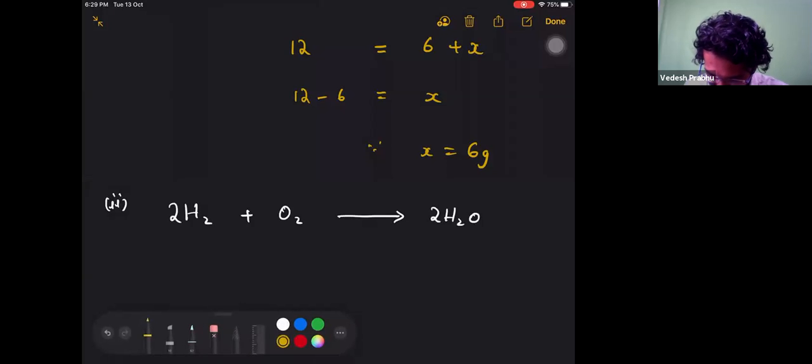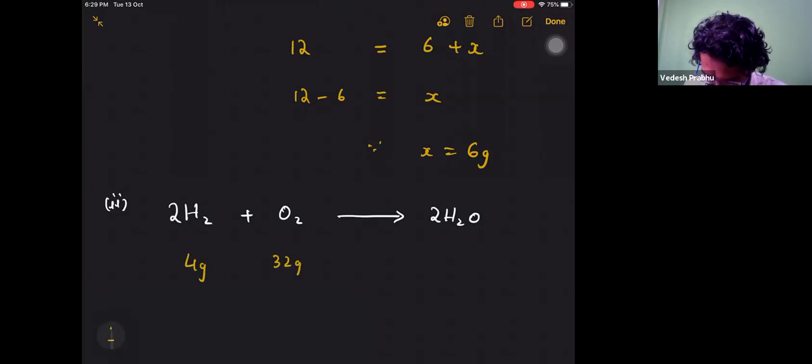If I tell you that I took 4 gram of hydrogen, assume, and 32 gram of oxygen, how much will be my water? What will be the mass of the water? You have to calculate and tell me the mass of the water as the product formed. If you carefully do the calculation, you will get the answer.